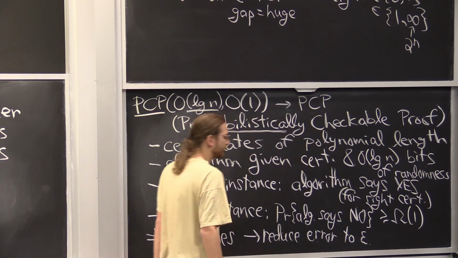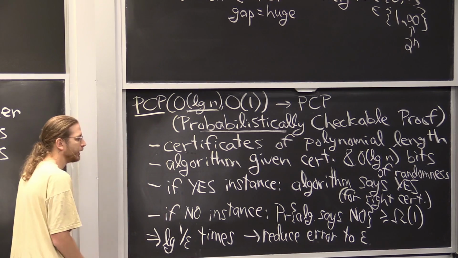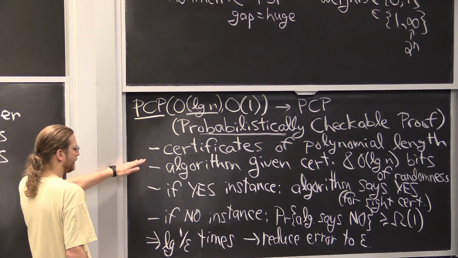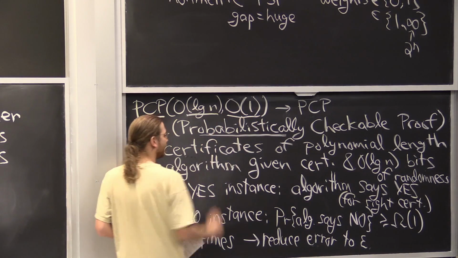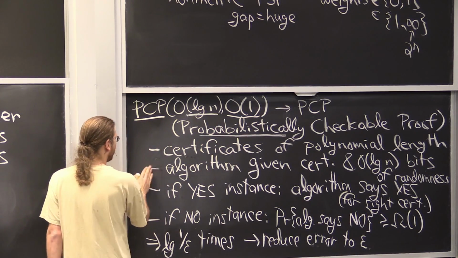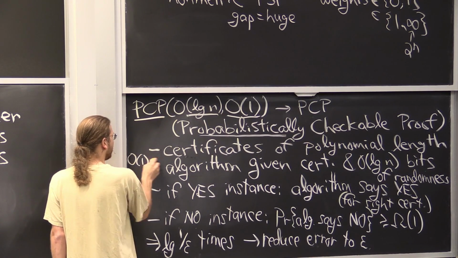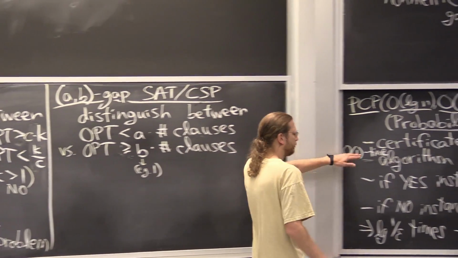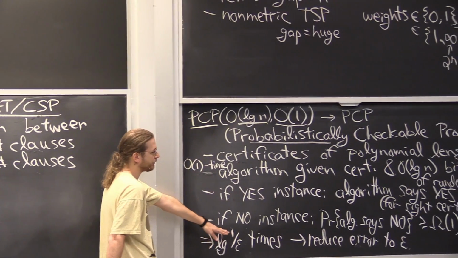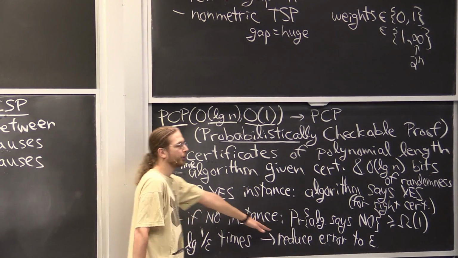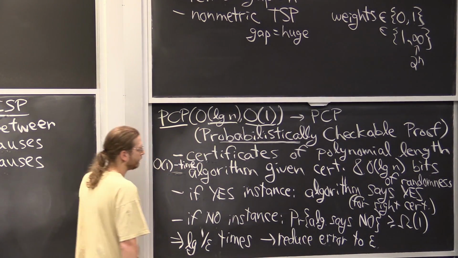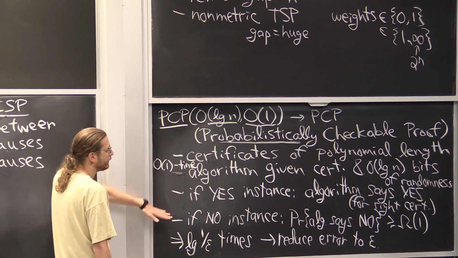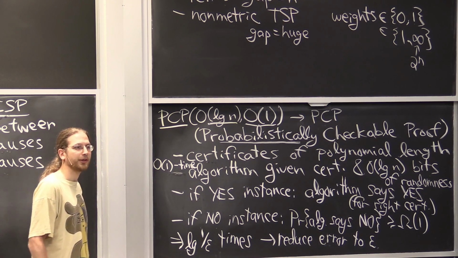The probability of error goes to epsilon if we just repeat this log 1 over epsilon times. So in constant time, the order 1 here refers to the running time of the algorithm. So this is an order 1 time algorithm. The point is the algorithm's super fast, and still in constant time for constant epsilon, you can get arbitrarily small error probability, say 1 in 100 or 1 in a million, and it's still pretty good, and you're checking your proof super, super fast.